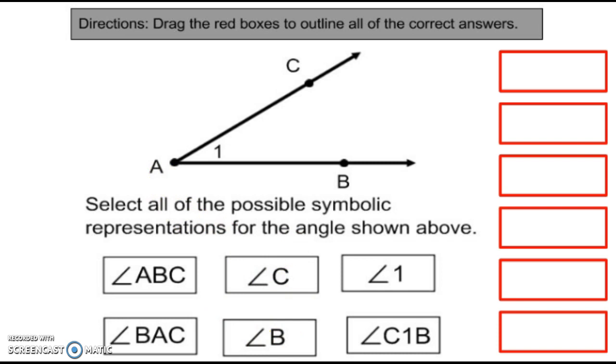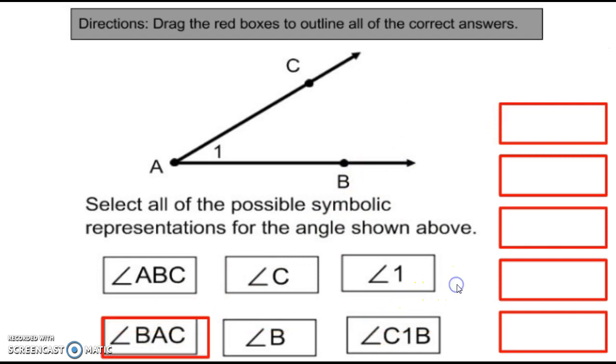An angle can also be named using three letters in order: a point on one ray, the vertex, and a point on the other ray. Again, the vertex in this diagram is letter A, so it must be the middle letter. We can remove angle ABC as a possible answer since A is not the middle letter. Angle BAC would be a correct answer since the vertex A is in the middle.